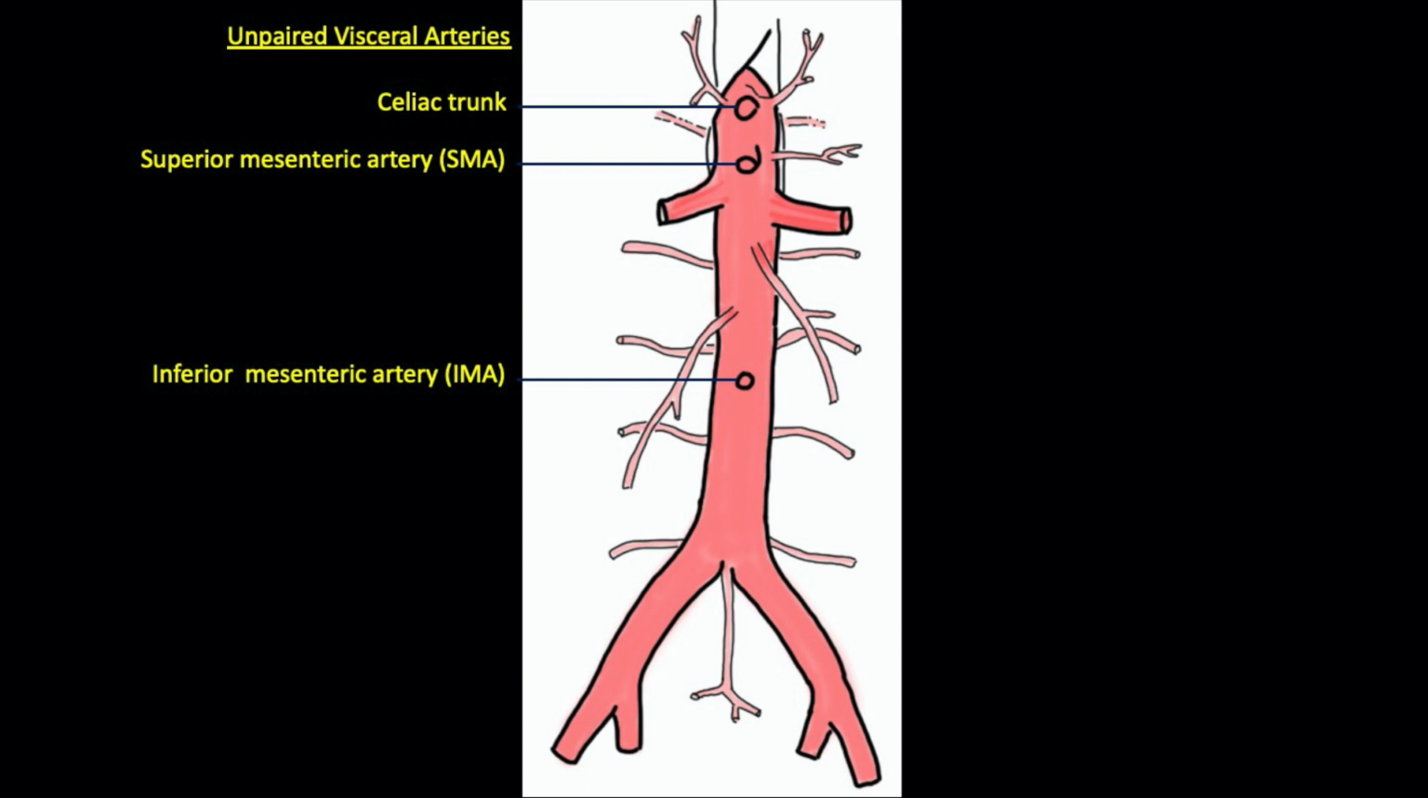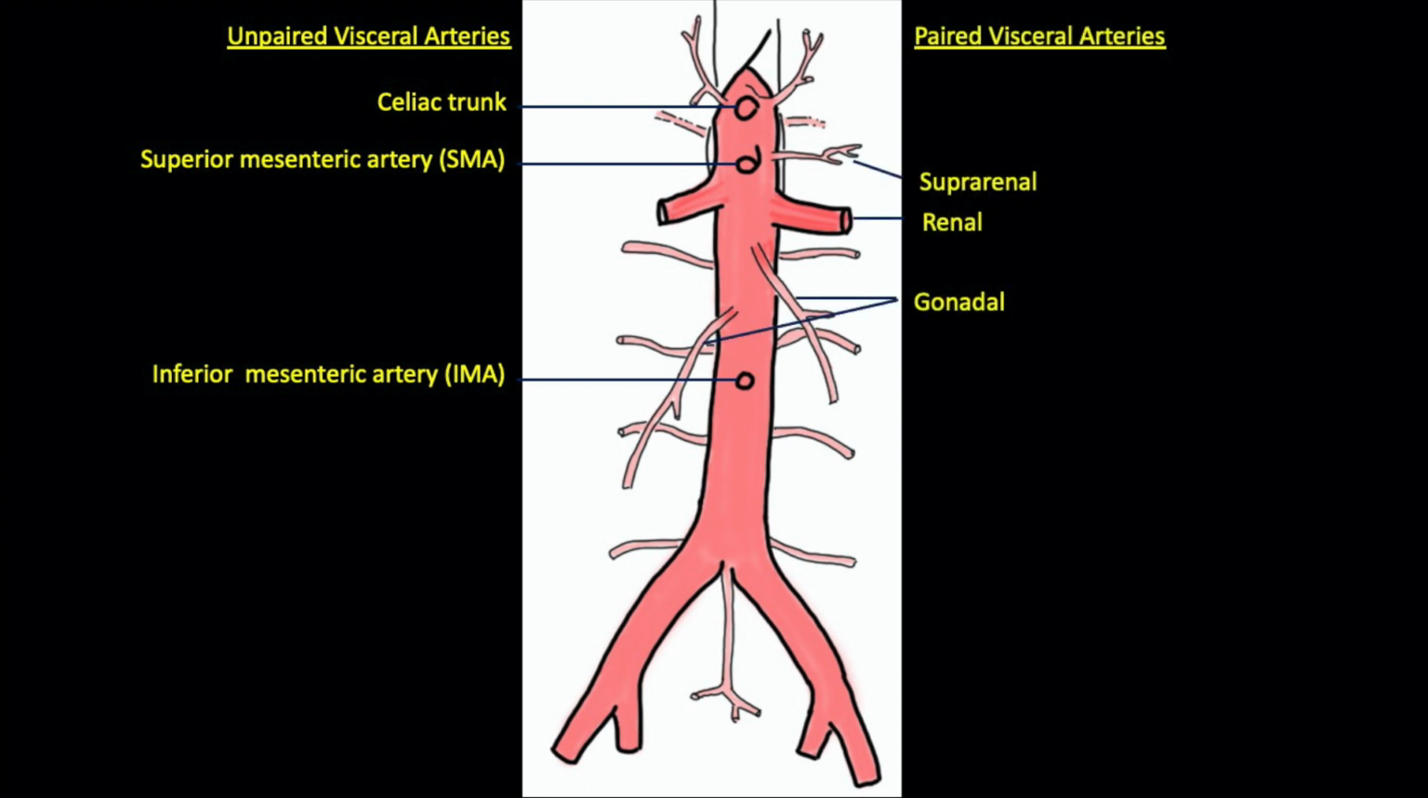These are the celiac trunk, the superior mesenteric artery, often abbreviated SMA, and the inferior mesenteric artery, abbreviated IMA. If you recall your embryology, the celiac trunk will serve the foregut, the SMA will serve the midgut, and the IMA will serve the hindgut.